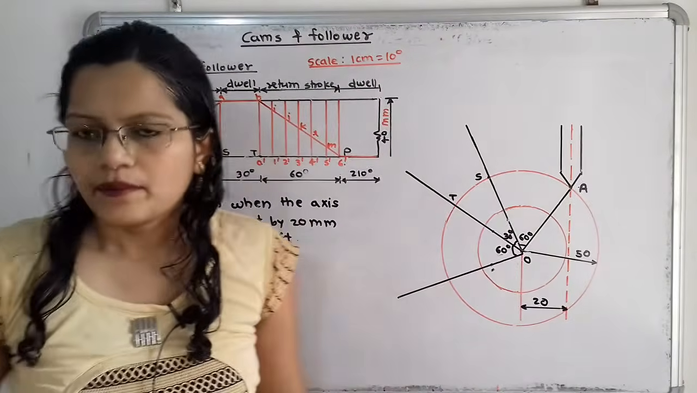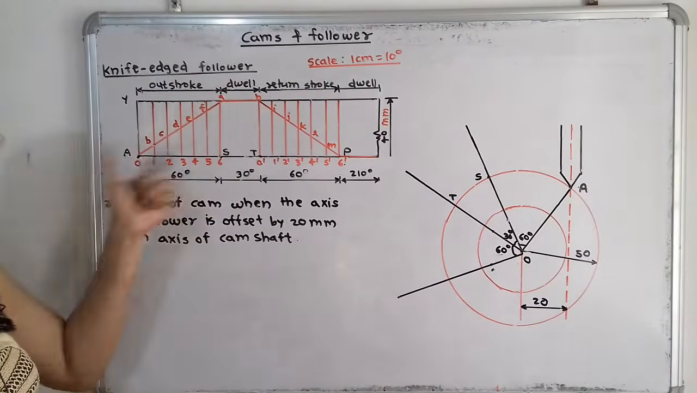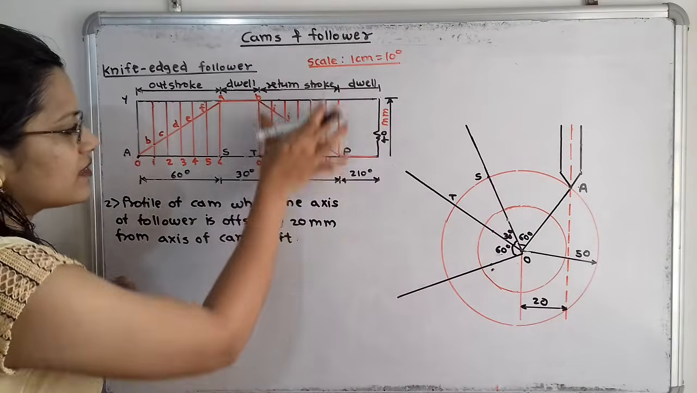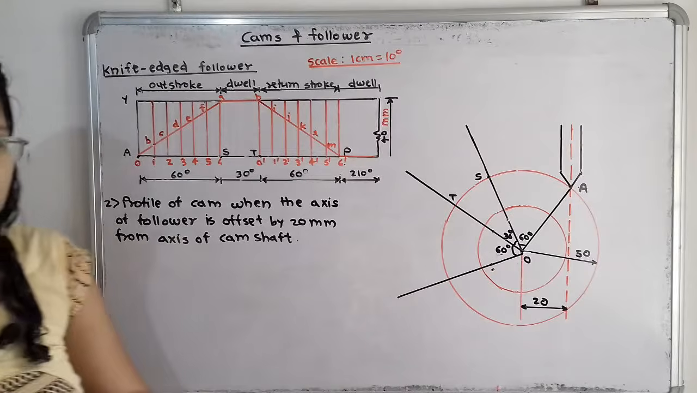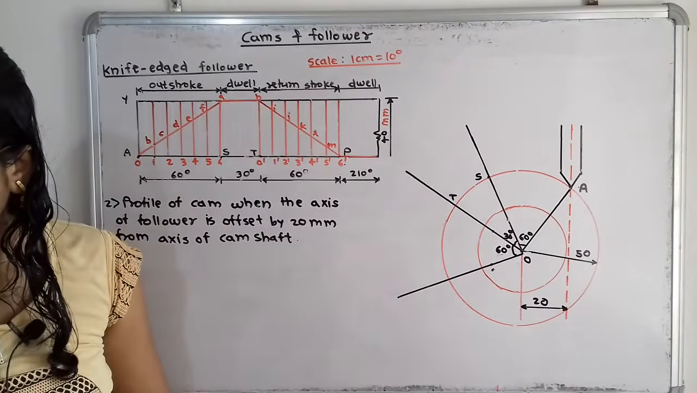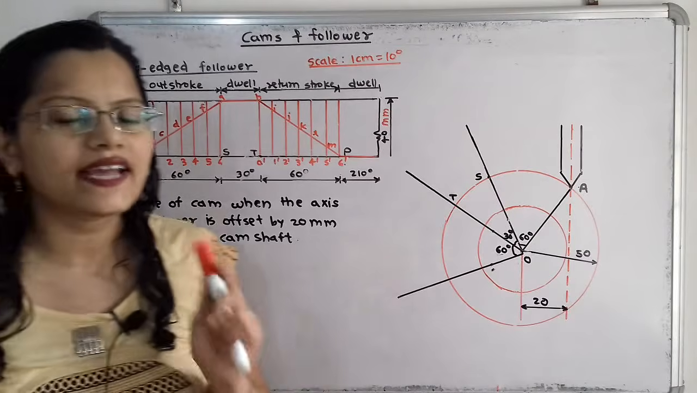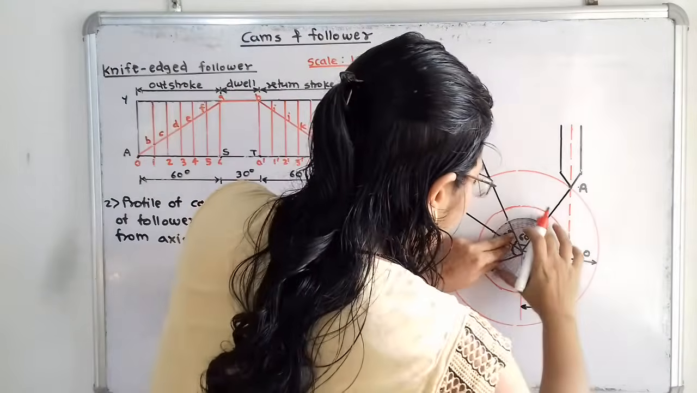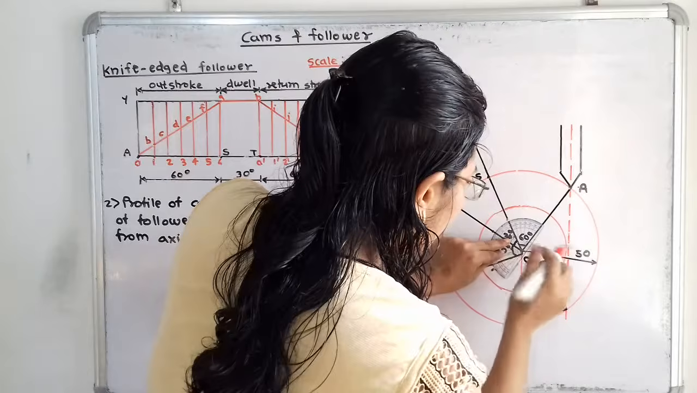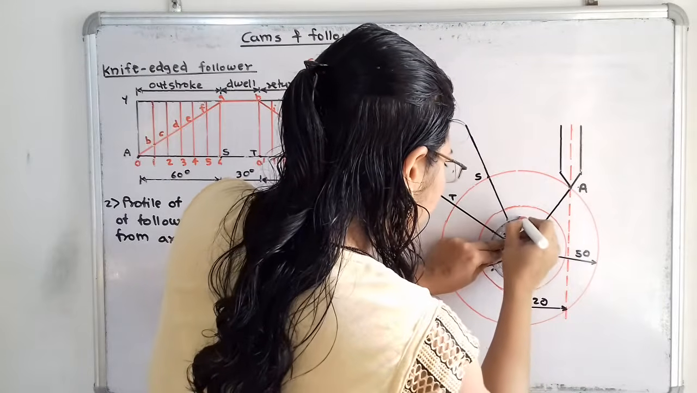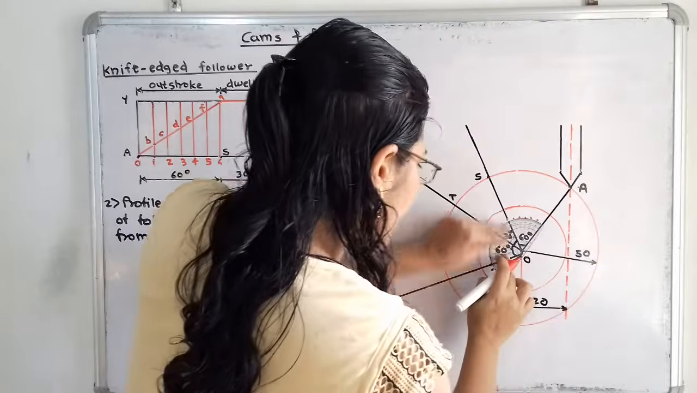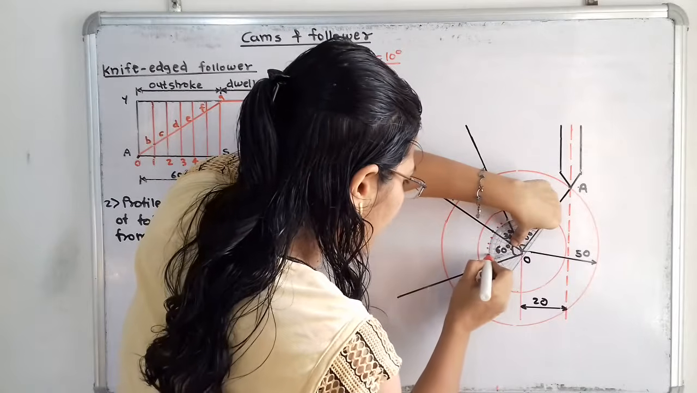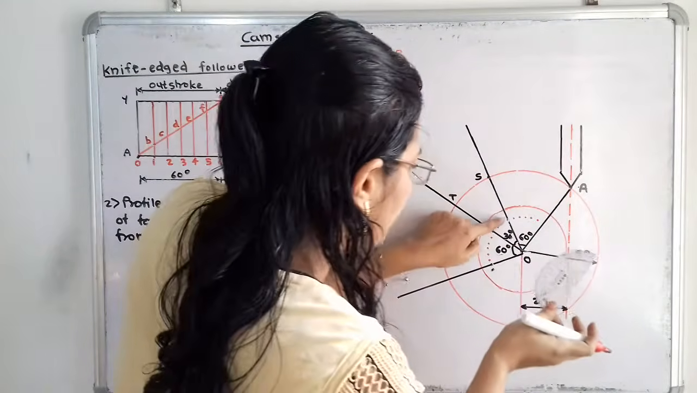Now we have to make equal parts as made in the displacement diagram. For 60 degree we have made 6 equal parts, so again for the return stroke for 60 degree we have made 6 equal parts. In this angular displacement diagram we have to take each angle as 10 degree, because 60 divided by 6 is equal to 10. So again I will mark the points at 10 degree apart: 1, 2, 3, 4, 5, 6. Then here 1, 2, 3. No need to make partitions for the dwell period. Again for the return stroke we have to make 6 equal parts.